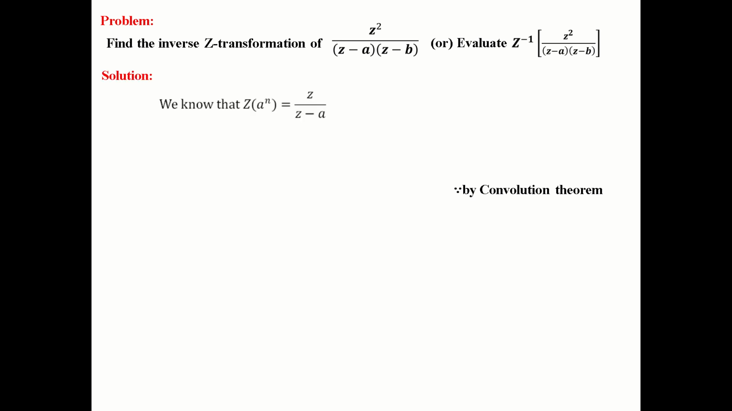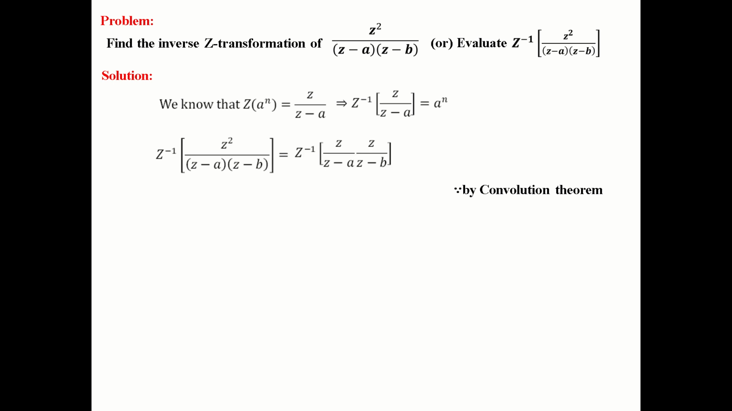We'll see the problem. Find the inverse Z transformation of Z square by (Z minus A) into (Z minus B), or evaluate Z inverse of Z square by (Z minus A) into (Z minus B). We know Z of A power n is equal to Z by (Z minus A), right? That means Z inverse of Z by (Z minus A) is equal to A power n. Now Z inverse of Z square by (Z minus A) into (Z minus B) can be written as, so I am splitting Z square into Z into Z, Z inverse of Z by (Z minus A) into Z by (Z minus B).